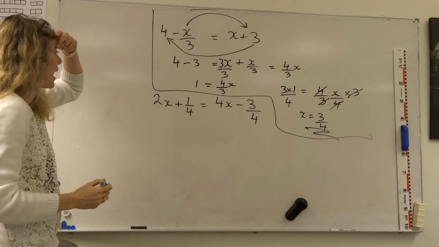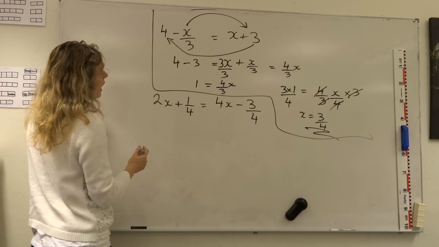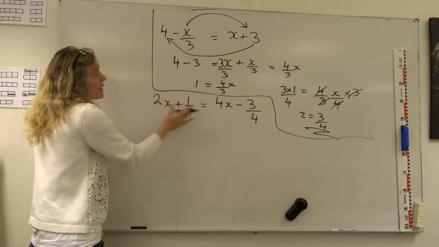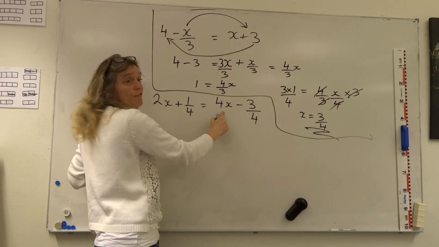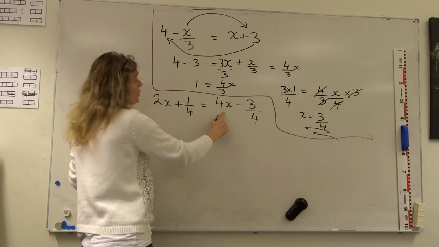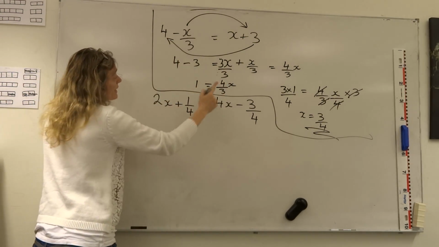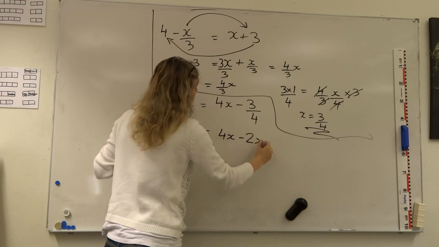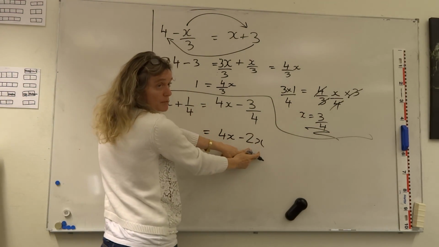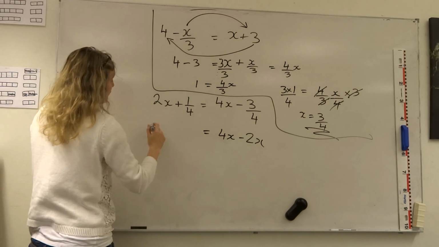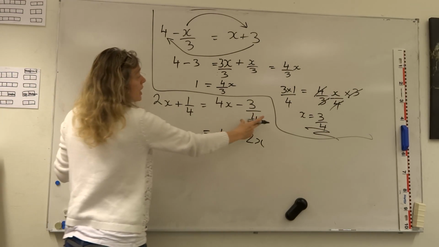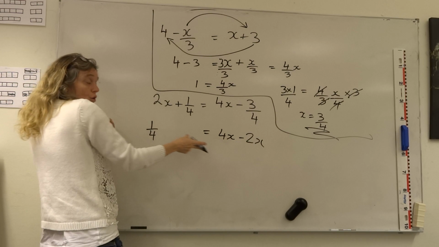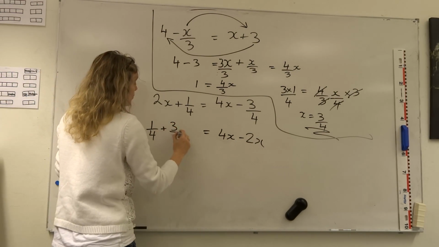The next one, again, we've got fractions. Let's move our 2x over here, because here I have 4x. So I want to make the 4x minus 2x, keep all my positive x's on one side. Move this 2x over to the other side, it becomes minus 2x. Here I have plus 1/4, that stays the same. Minus 3/4 going over to the other side becomes plus 3/4.